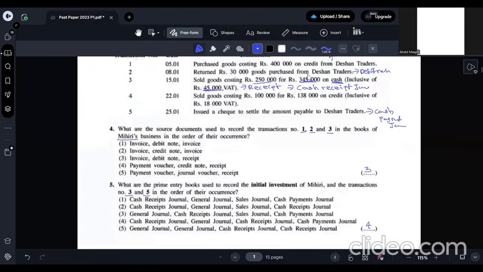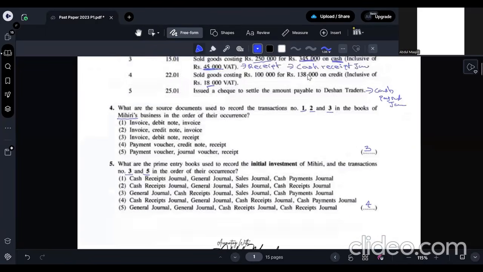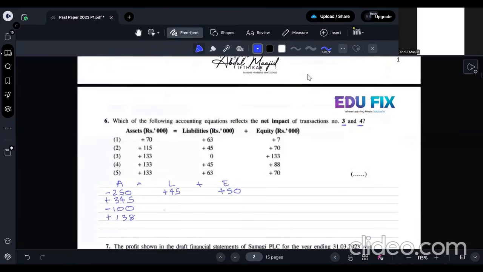This includes the VAT of 18,000. Then liability plus 18. Now the debtor should totally pay 138. It includes the VAT amount of 18, which means the selling price is 120, right? The debtor's full amount minus VAT. The selling price is 120. The cost of the good is 100. Therefore, there is a profit of 20,000 there, plus 20 equity.